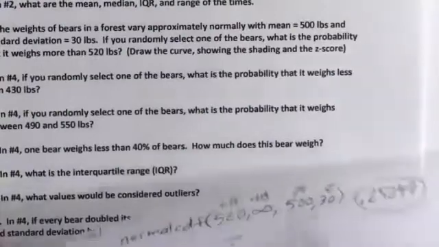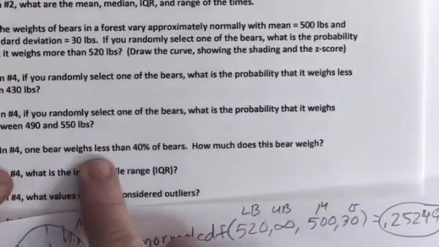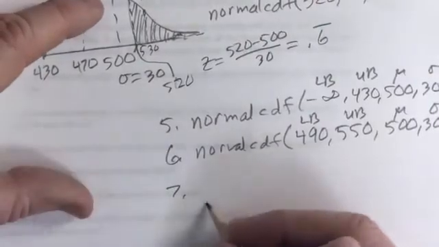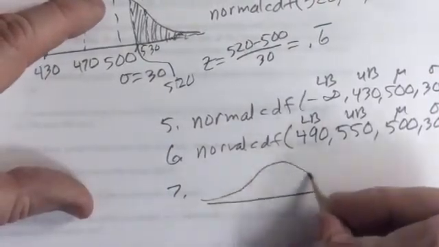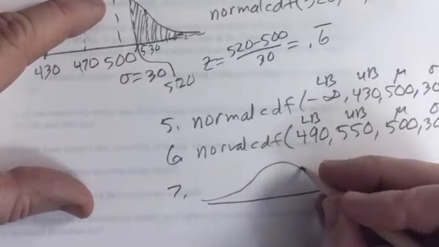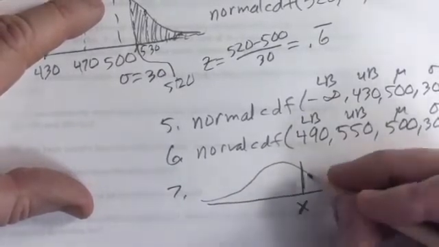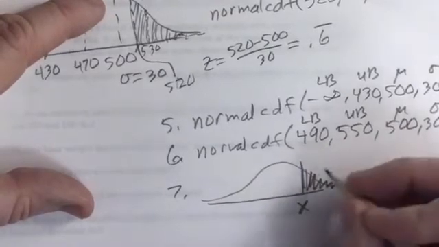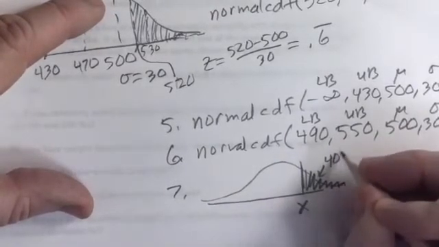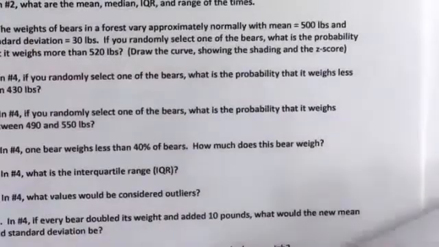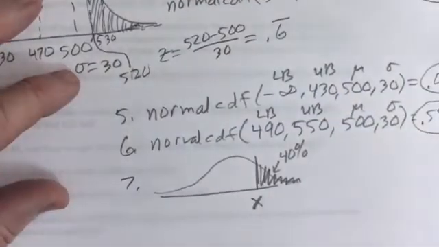All right, number 7. One bear weighs less than 40% of bears. How much does the bear weigh? All right, if you think about this, this one is giving us an area and asking us for an X value. We don't know how much the bear weighs. We know that 40% of bears weigh more than it does, because it says he weighs less than 40% of bears.